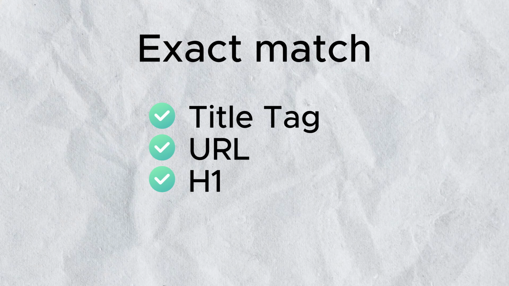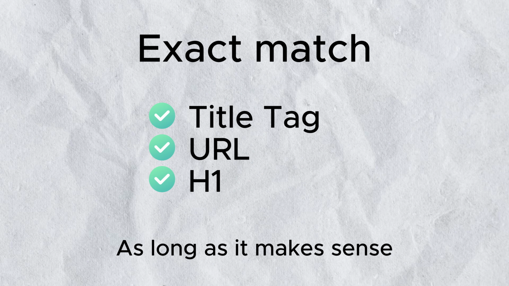Let's say your keyword is emergency plumber in Sydney. Bing will favor content that uses the exact phrase in key places like the title, URL, and the H1. Literal phrasing helps Bing connect your page to the searcher's intent, especially for local and service-based queries.